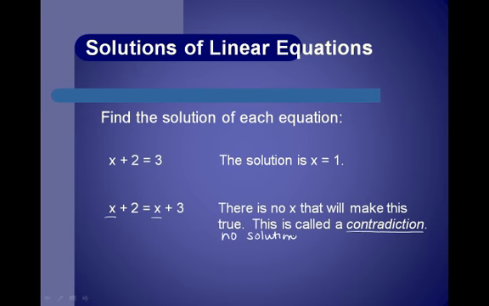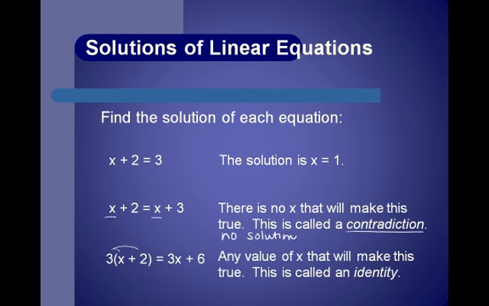On the other hand, if you look at this equation, you know that by doing distributive property, 3 times x is 3x, 3 times 2 is 6, so we know that the left-hand side is exactly the same thing as the right-hand side. In this case, any value of x will make this true. This is what we call an identity. And sometimes what we will do is we will just write down many solutions.